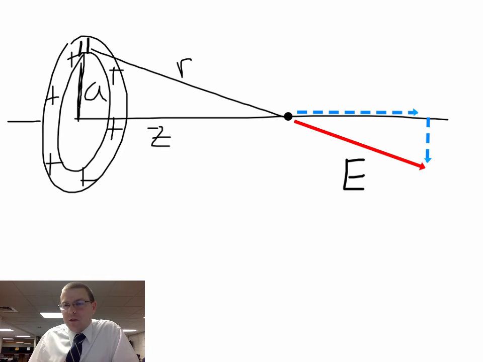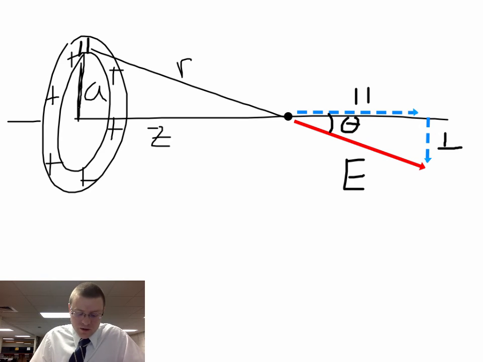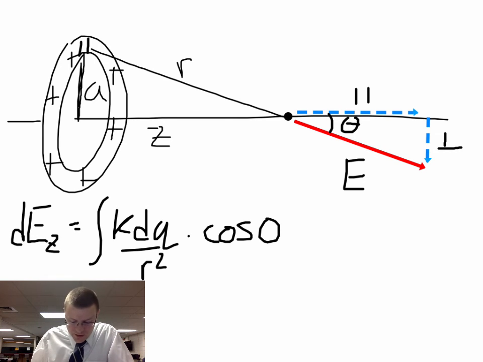So you can see my electric field is broken into a parallel and a perpendicular component here. The perpendicular component is going to cancel because of the charge at the bottom of the ring, so I actually don't have to worry about it. All I'm really going to have to worry about here is the cosine component when I solve for electric field. So the electric field along the z direction will be k dq over r squared times the cosine of theta, since I only need to worry about that cosine component.